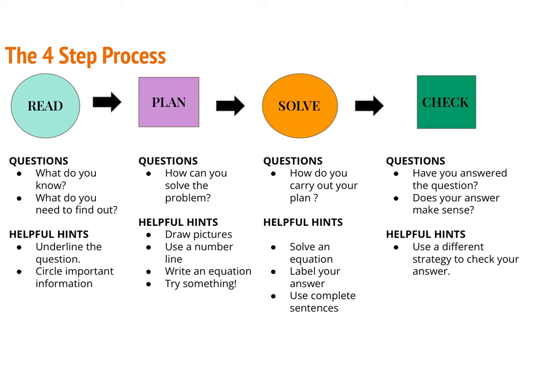Next, when we are doing this type of problem, we want to break it down into steps. So step 1 is to read the problem to figure out what you know and what you need to find out. So you might want to underline the question, circle important information. Then you want to make a plan. So you can draw a picture, try to use a number line, try to write an equation, try to figure out how you can solve the problem. Then you actually want to solve the problem. So carry out your plan. Solve the equation, then use complete sentences to answer the question.